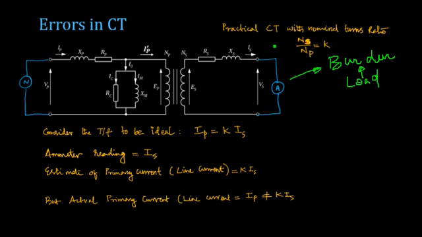Okay, now we are considering a practical CT with the nominal turns ratio Ns by Np equal to K. What is meant by nominal turns ratio? Nominal turns ratio is simply the nameplate turns ratio, whatever is given on the nameplate of the transformer. The number of windings of the primary and of the secondary will be specified on the nameplate, outside the transformer. So that nameplate ratio Ns by Np is equal to K. So that is fixed there.